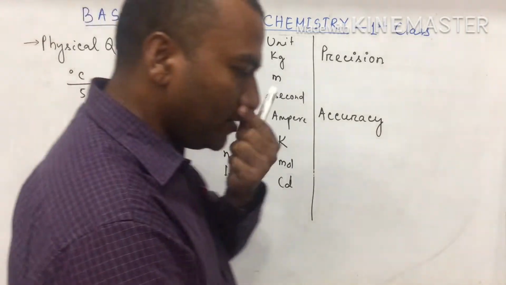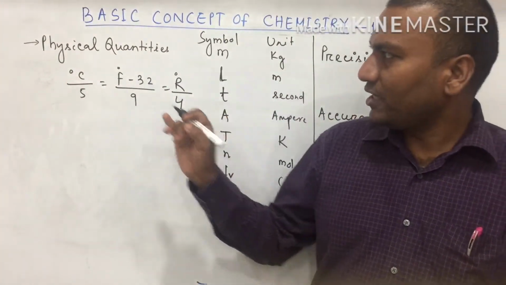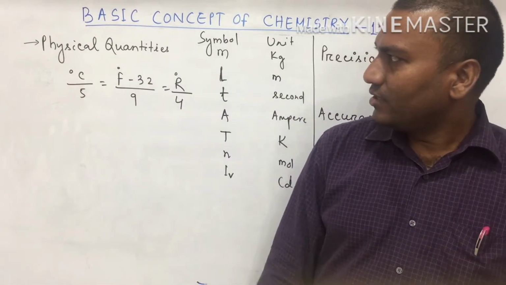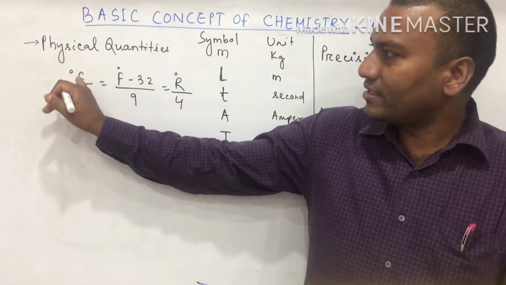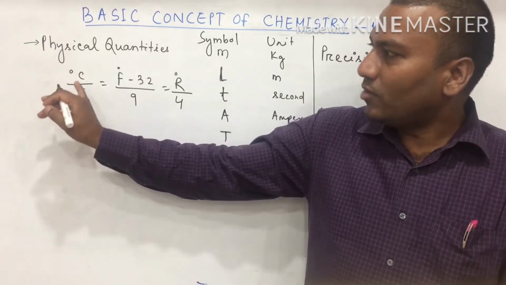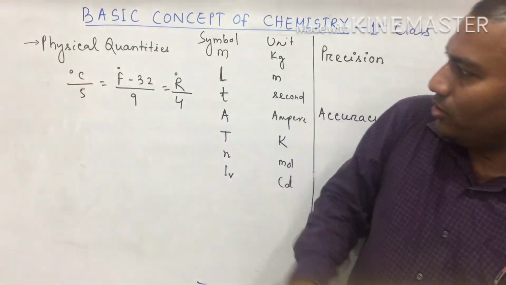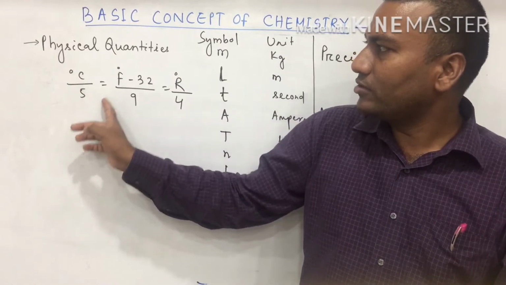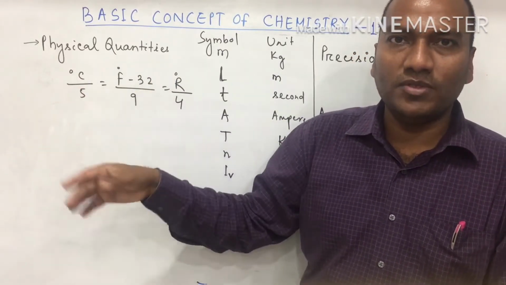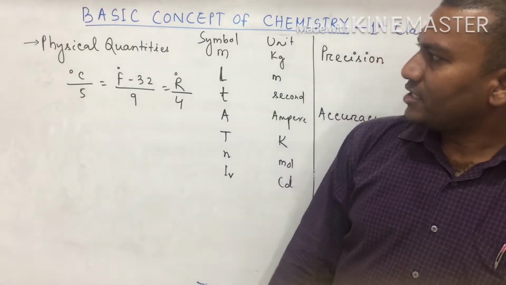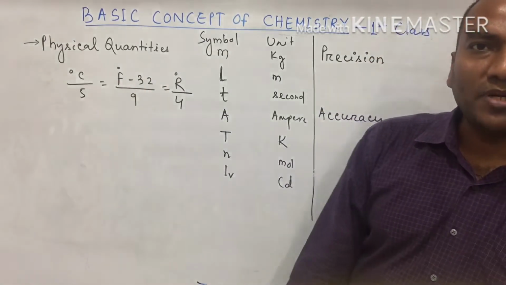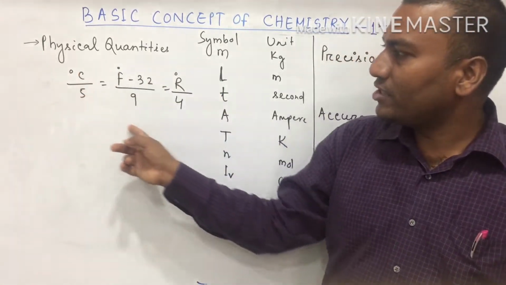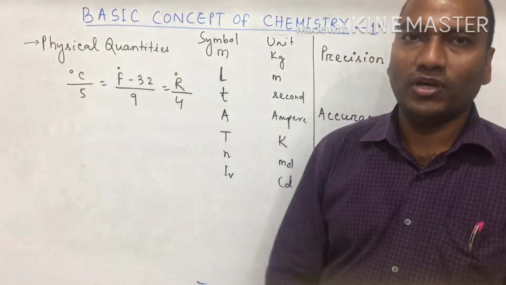Suppose our body temperature in degree Celsius is 36 degrees. If the temperature in the Celsius scale is 36 degrees, then what will be the temperature in the Fahrenheit scale? We will use this formula: 36 by 5 equals F minus 32 by 9. If we solve this, we will get the value. Similarly, if the Fahrenheit temperature is 96 degrees, then what will be the reading in the Reaumur scale? You will use this interlinked formula.